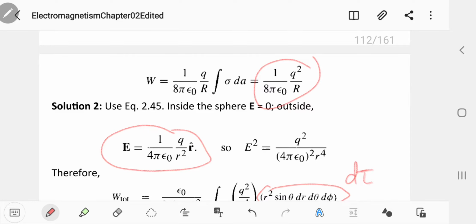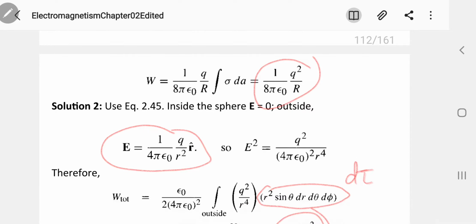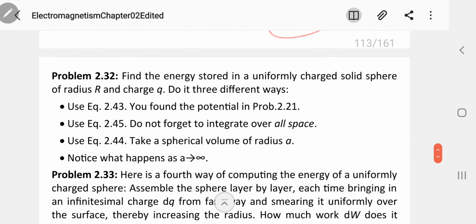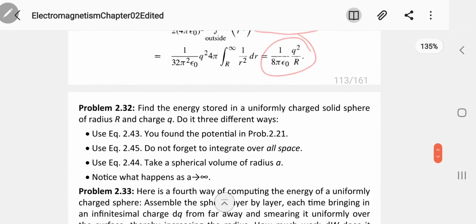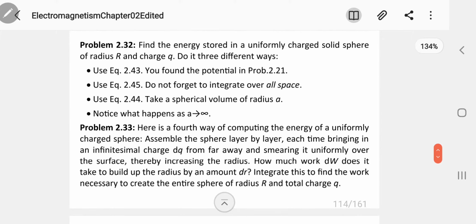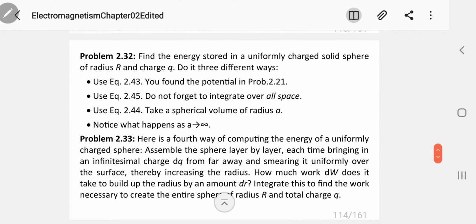This is the same answer. So whichever formula that you use will just give you the same answer. So there are problems here which you can solve. So you can take the screenshot of that.